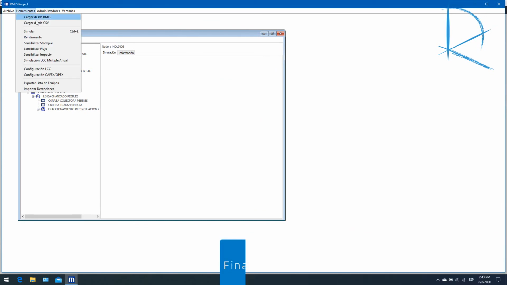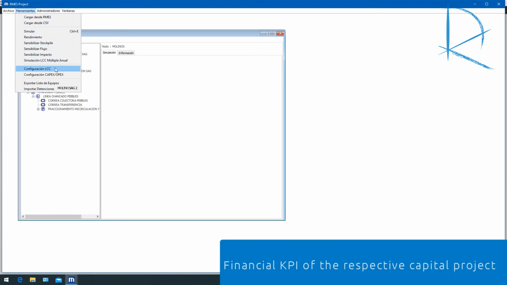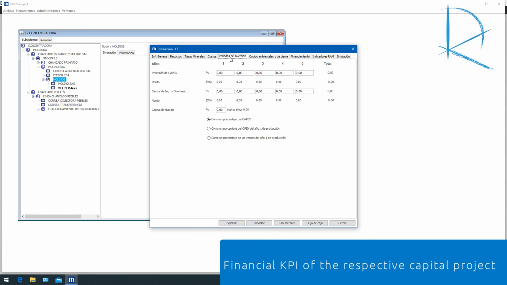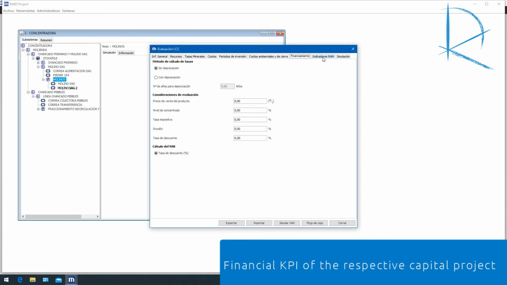Finally, the results of each scenario can be taken to cash flow and be reflected in financial KPIs of the respective capital projects or of the investment in current operation.